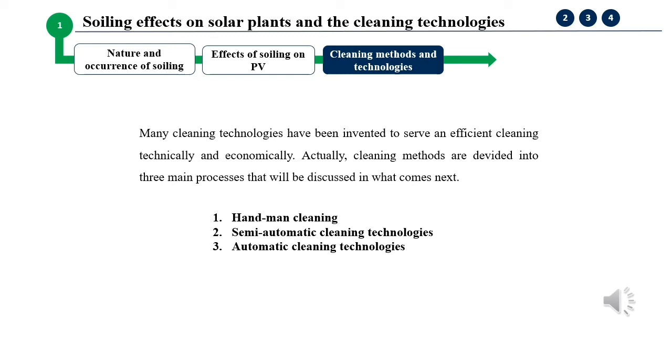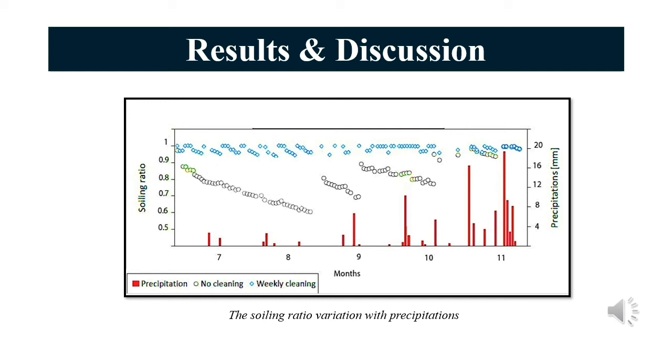Thus, many cleaning technologies have been invented to serve an efficient cleaning, technically and economically. Actually, cleaning methods are divided into three main processes: hand-made cleaning, semi-automatic cleaning technology, and automatic cleaning technology. The analysis of the soil ratio variation needs to be joined to precipitation data. The reference soil ratio of the cleaned panel was taken equal to 0.9. The figure below represents the soil ratio variation and the precipitation during this period.